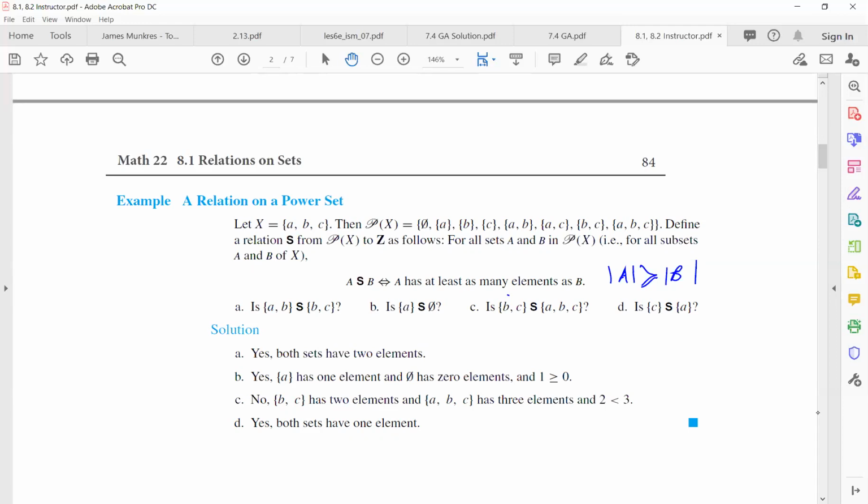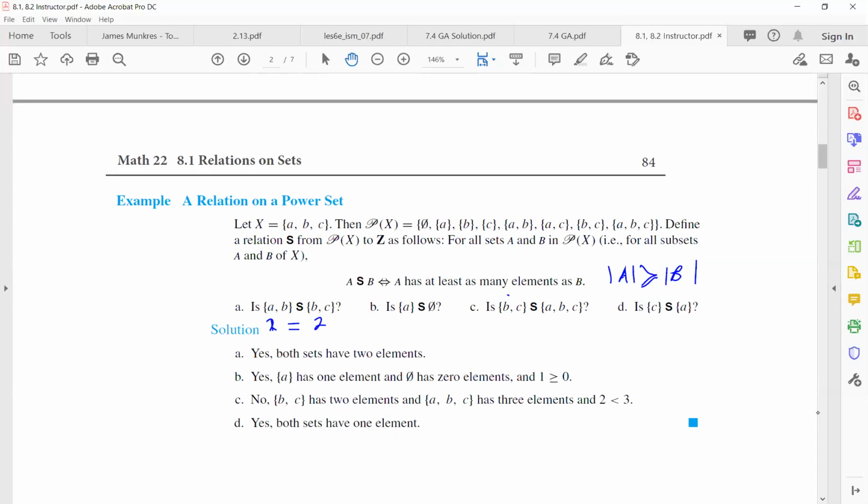Very well. The cardinality of this set is 2, which is the same as the cardinality of the second set, so it satisfies the condition. These two sets have two elements, so these two sets are in relation with each other through S.